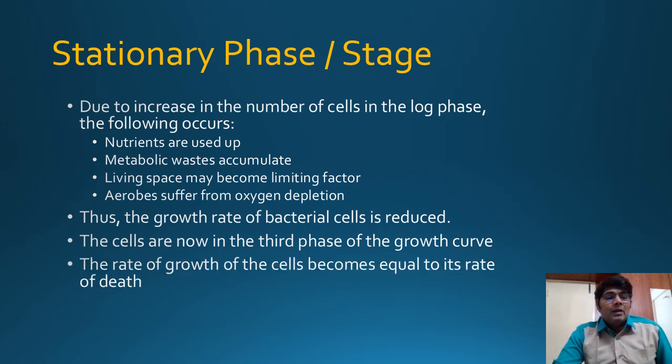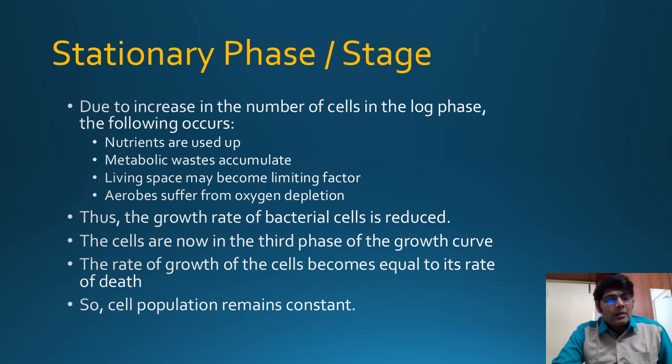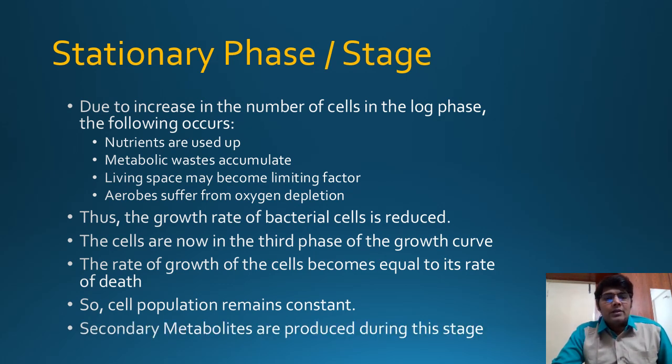As the name says, in this phase the rate of growth of cells becomes equal to the rate of death, because of which the cell population remains constant, and that makes this stage the stationary phase or a stationary stage.